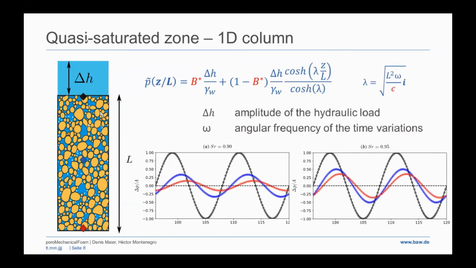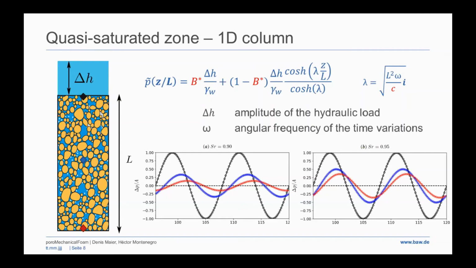So we next looked at the quasi-saturated zone, where you have gas bubbles in the soil, and we have a 1D column here, which is loaded with a hydraulic load. That means we have a water column on top of the soil column, and the water table is changing periodically.